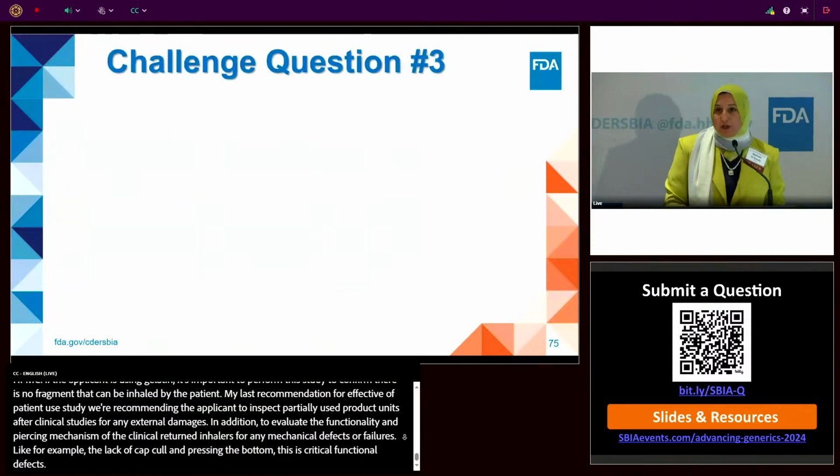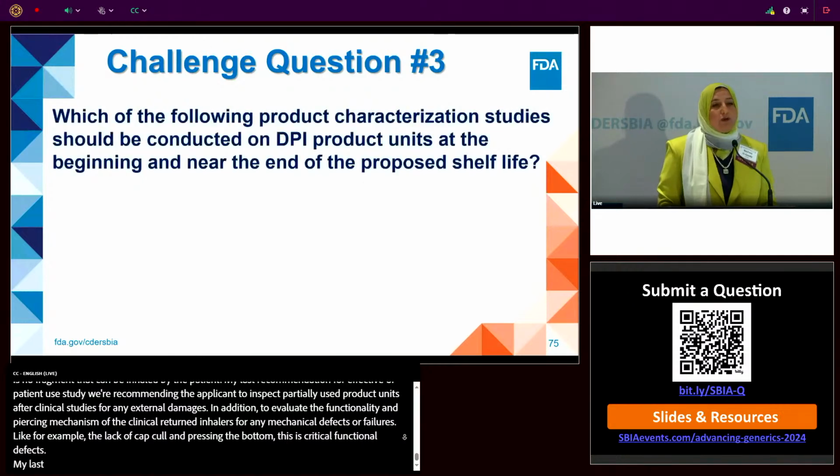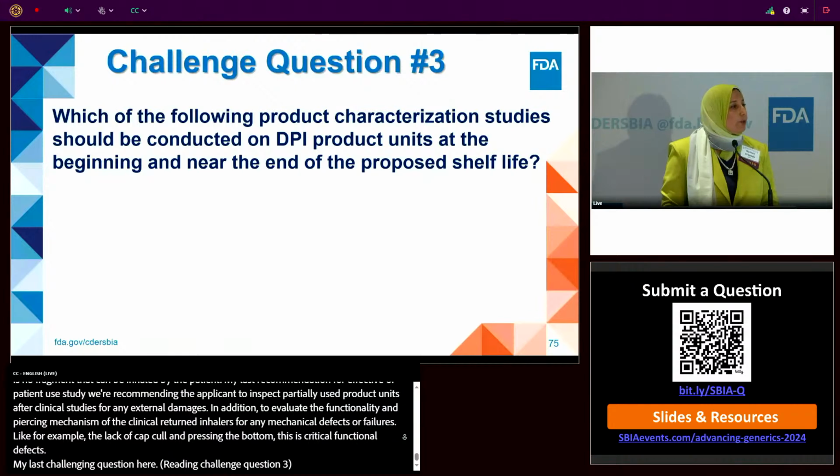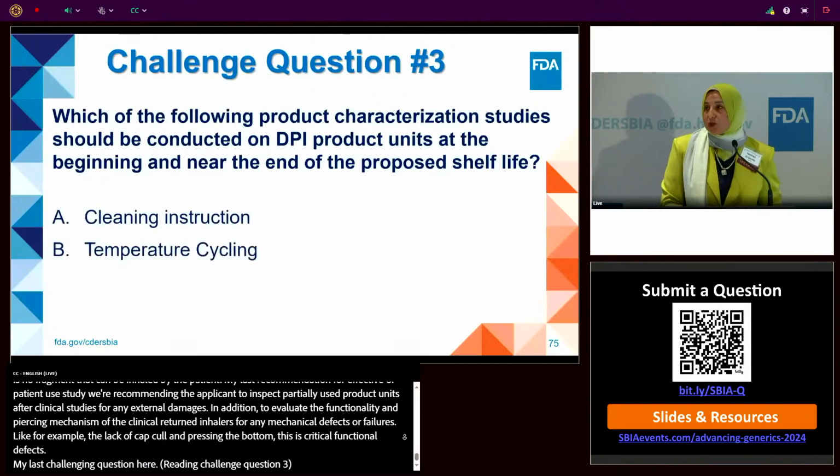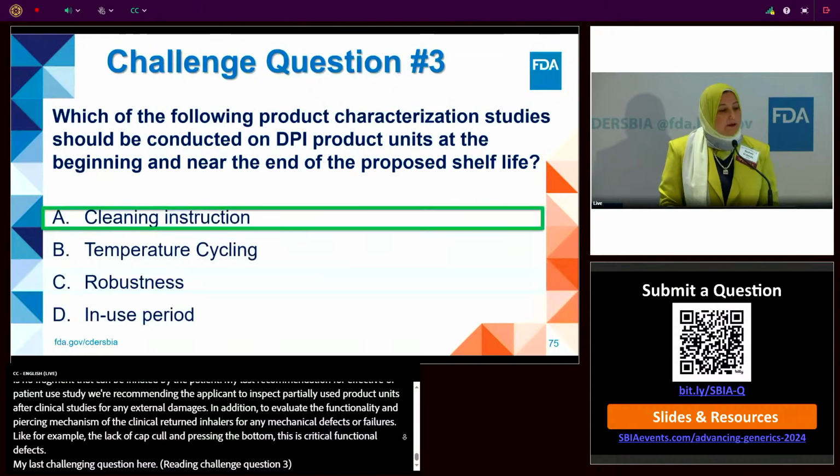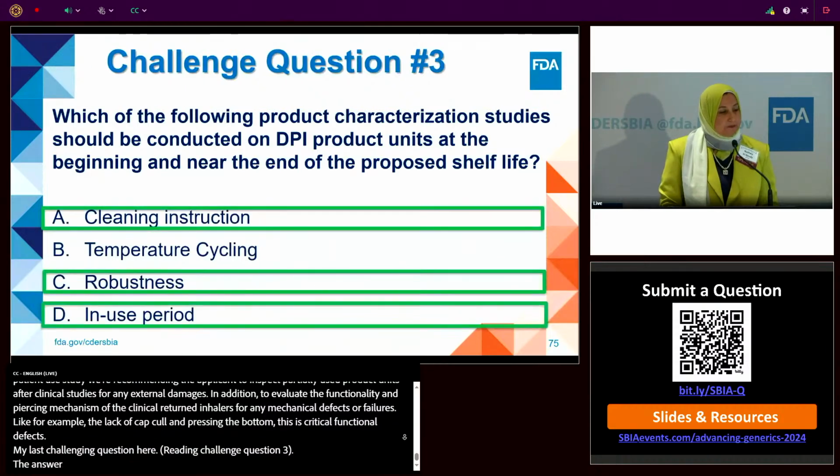My last challenging question here: Which of the following drug product characterization studies should be conducted on the DPI product units at or near the end of shelf life? A, cleaning instruction, B, temperature cycling, C, robustness, D, in-use period. The answer: A, C, and D.